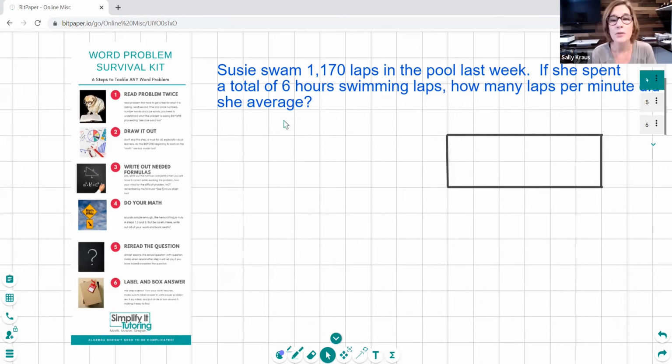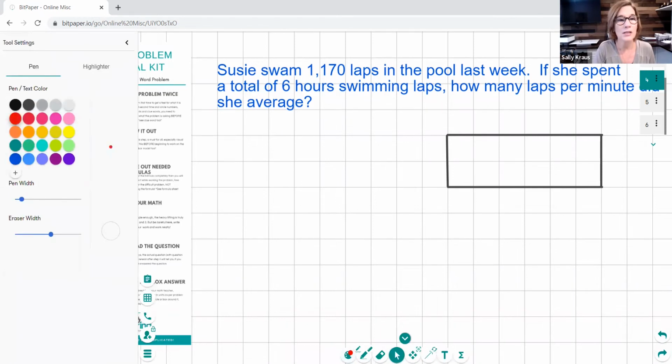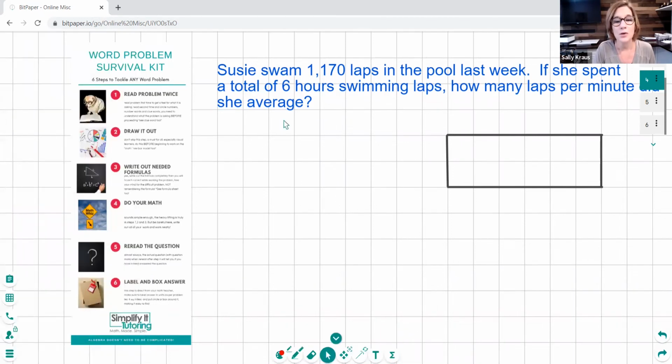So now the next step is to draw it out. One thing I would add, especially whenever it's in specific units like this, I would double check. So we said in the first part, she swam 1,170 laps in the pool last week. If she spent a total of 6 hours swimming, how many laps per minute? So they changed the unit on you. If it stopped there, we could figure out how many laps she swam per hour and be done, but it doesn't. So really read that problem.